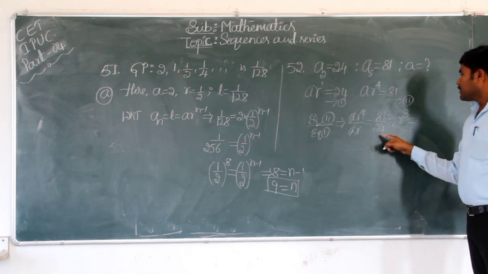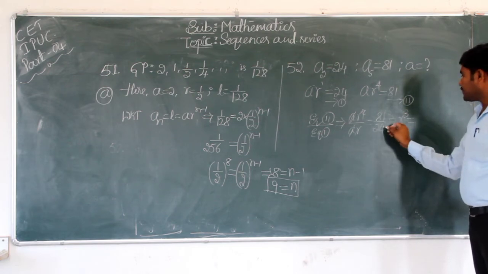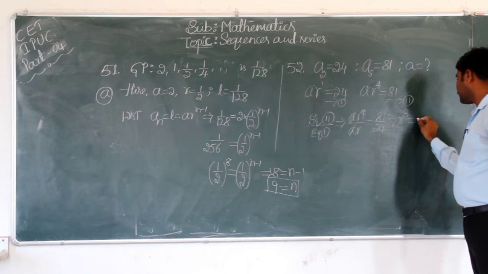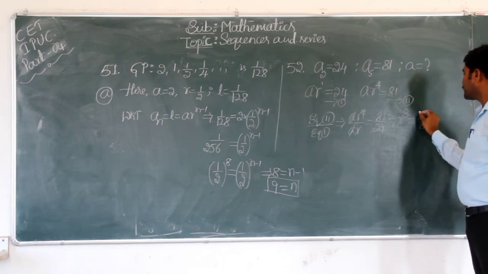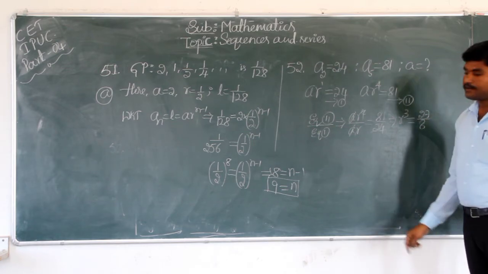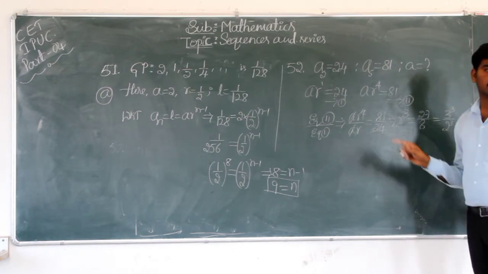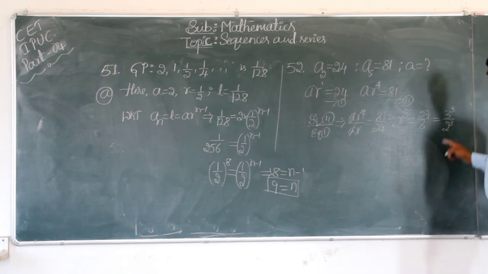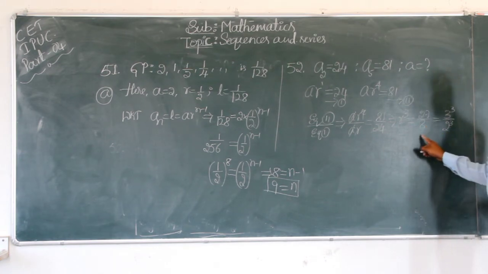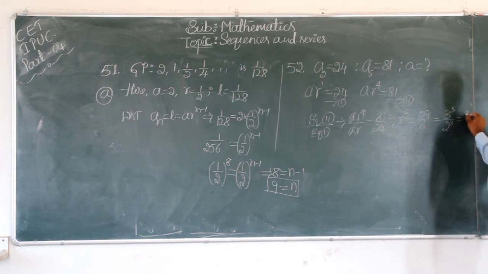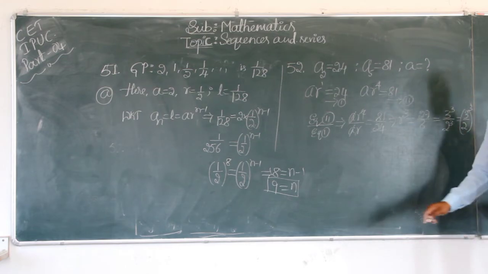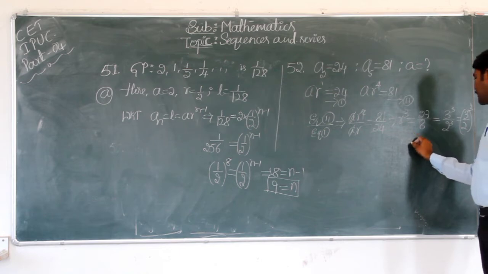And see, I am solving this one. 3 1s are 3, 8s are 8, and 3 2s are 6, 3 7s are 21. See, this can be expressed as 3 cube upon 2 cube. 3 cube is 3 into 3 into 3, that becomes 27. 2 cube is 2 into 2 into 2, that becomes 8. It's 3 by 2 whole cube, right? Can be expressed as 3 by 2 whole cube. Hence R is equal to 3 by 2.